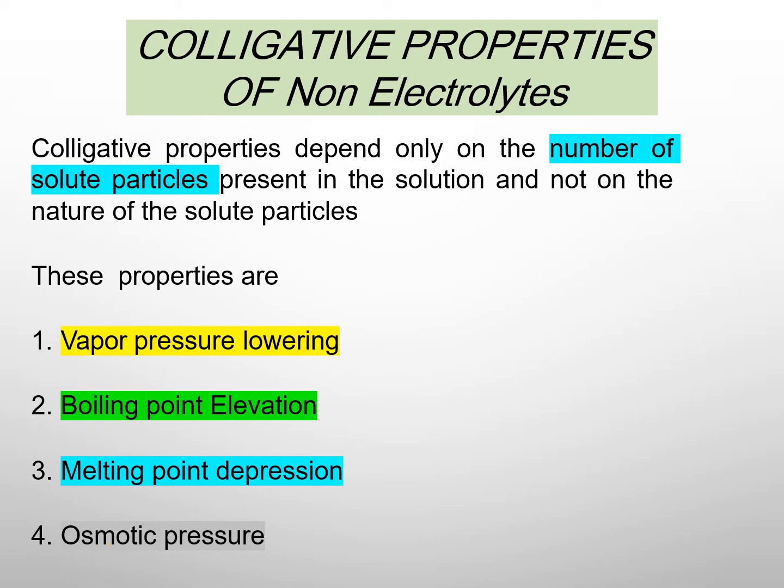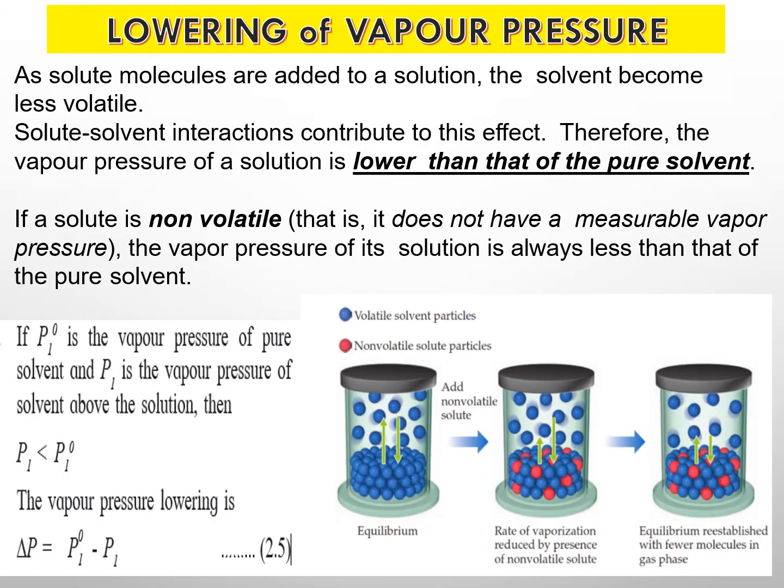The first one is vapor pressure lowering, second is boiling point elevation, and third, melting point depression and osmotic pressure. In today's session, we will be only discussing the first property, that is vapor pressure lowering. Now, what is this lowering of vapor pressure? Now, you already know what is vapor pressure. So, how is vapor pressure lowered?